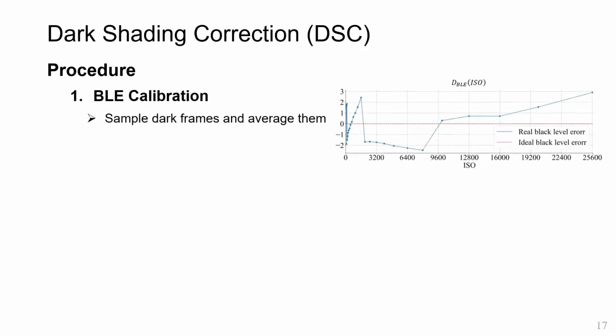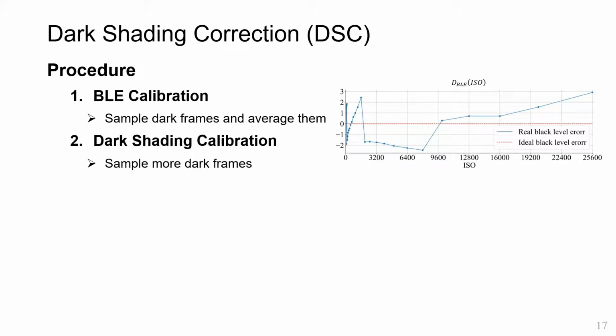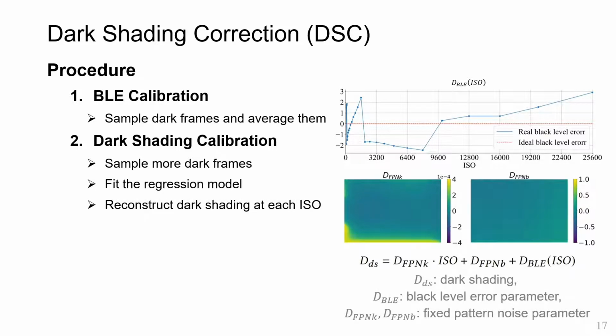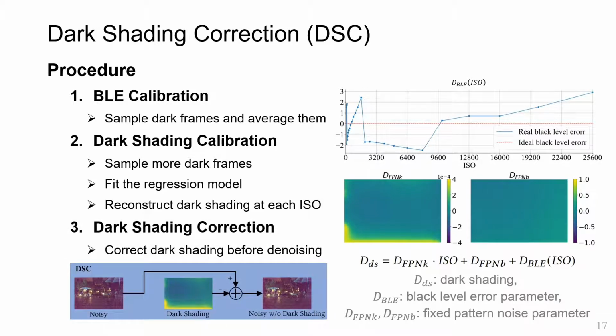First, we calibrate a black level error by sampling dark frames at each ISO. The global average of the dark frame is the black level error at this ISO. Secondly, we calibrate dark shading in 3 steps. The first step is sampling many dark frames at partial ISOs. The second step is fitting the regression model to get parameters. The third step is reconstructing dark shading at each ISO. Finally, we correct the calibrated dark shading before denoising for both training and inference.